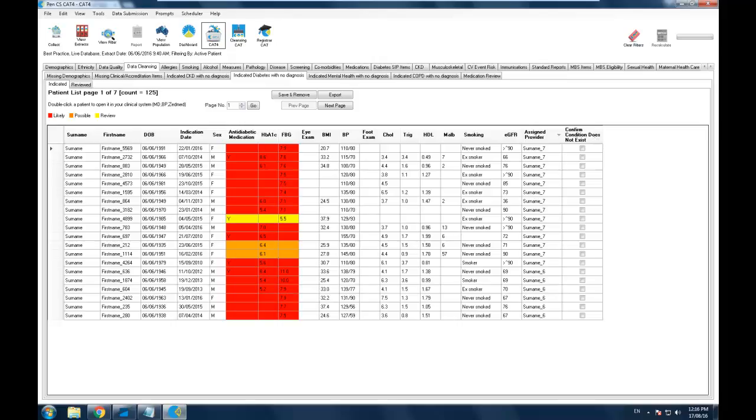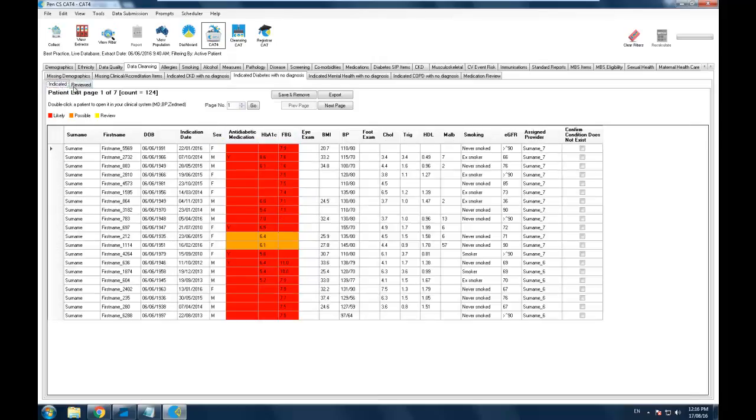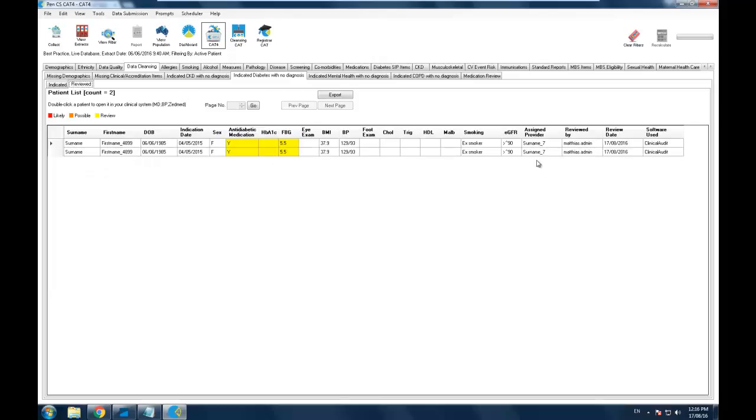If you find that, yes, they are taking metformin, but there's another reason for that, then you could just click on here and say we want to exclude that flag in the future, save and remove. That will take that patient out. Under the Review tab, you can see there are 2 people now. Oh, is that the same one? It must have just come up twice. Sorry, I think it's just an error in display. I don't know why it's there twice.